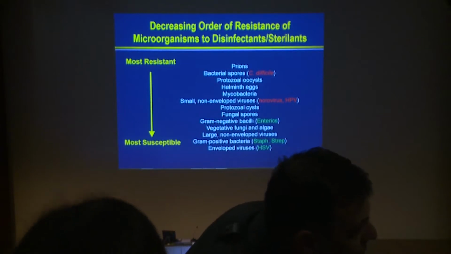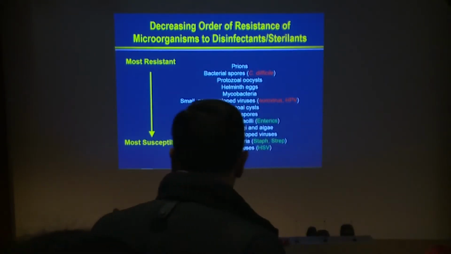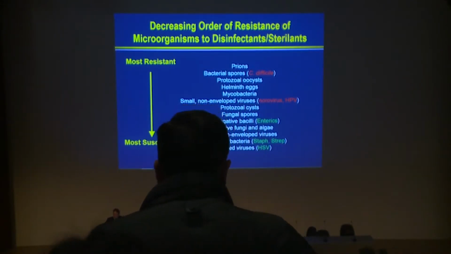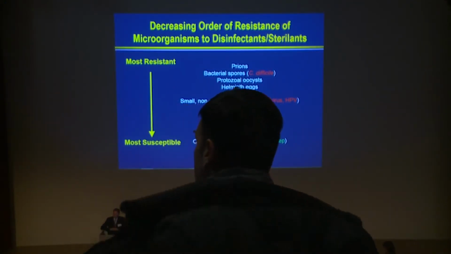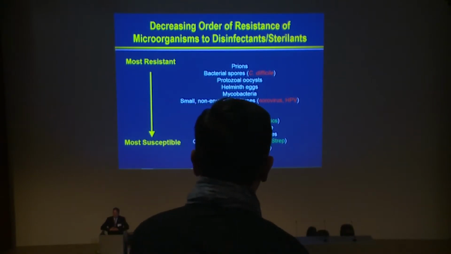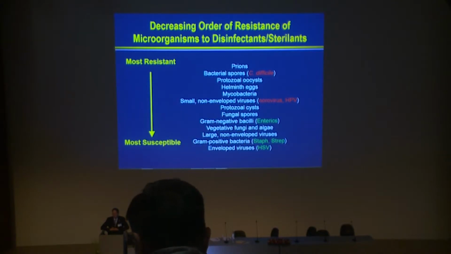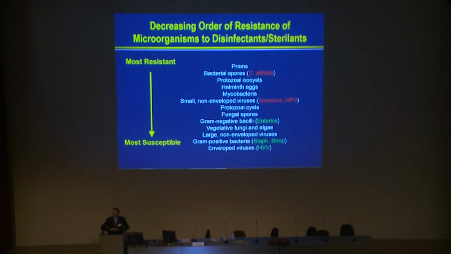As we talk then further about sterilization and disinfection, we have to realize that not all microbes are created equal. Some are more susceptible to disinfectants and sterilants than others. The ones that are easy to disinfect and inactivate, kill, I put in green. The ones that are more difficult to inactivate, I put in red. So enveloped viruses such as herpes are the easiest. Gram-positive bacteria such as staph, strep are next. Gram-negative bacilli are a little harder, things like E.